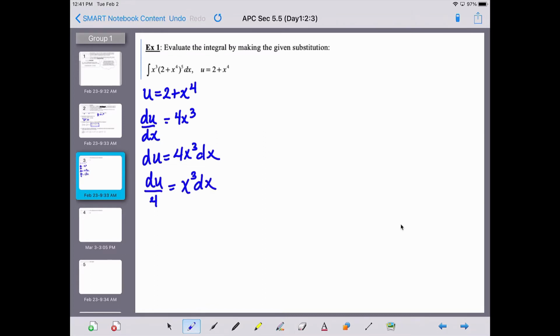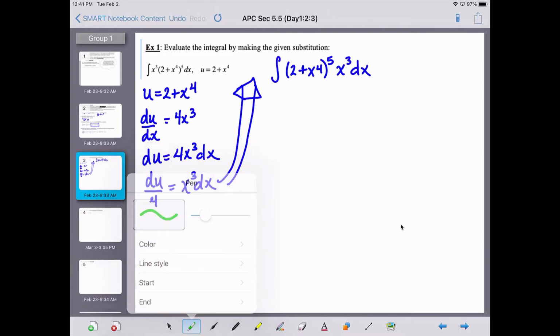All right, so now I can take this and I can come up here and I can rewrite this as, here my integral of, and I'm going to put the 2 plus x to the 4th to the 5th power, and then I'm going to put the x cubed dx at the end. I'm just rearranging it. I'm not changing anything yet. And so now you can see the substitution that I'm about to do.